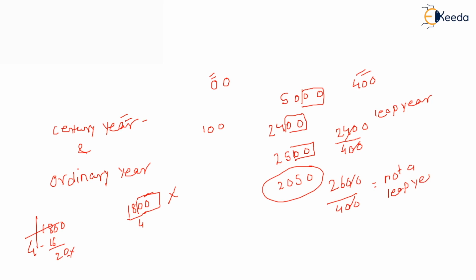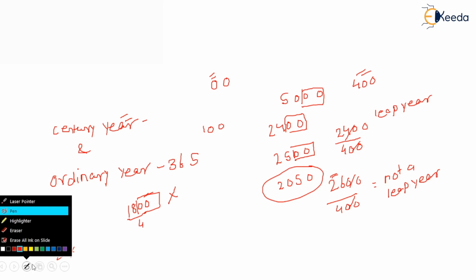Okay, this is how you need to understand the concept. So if it is not a leap year, it is an ordinary year. And how many days will it consist? 365. Okay, this is the basic concept that I would like to tell you.